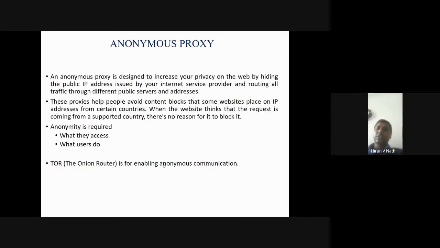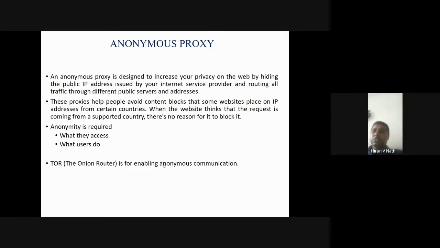That's all. Okay. Now we'll come to the proxy, anonymous proxies. An anonymous proxy is designed to increase your privacy on the web by hiding the public IP address issued by your internet service provider and routing all the traffic through different public servers.